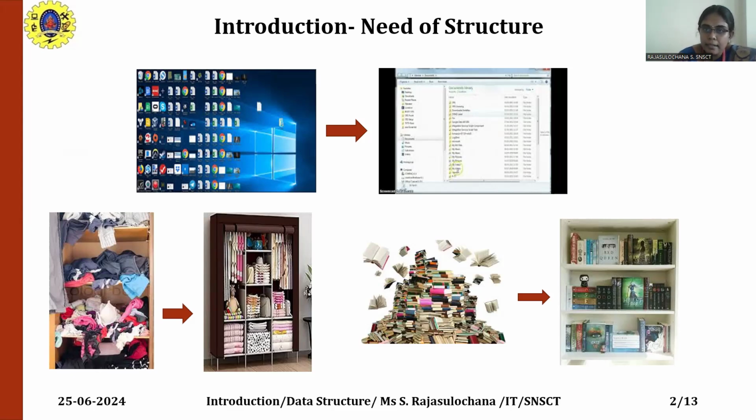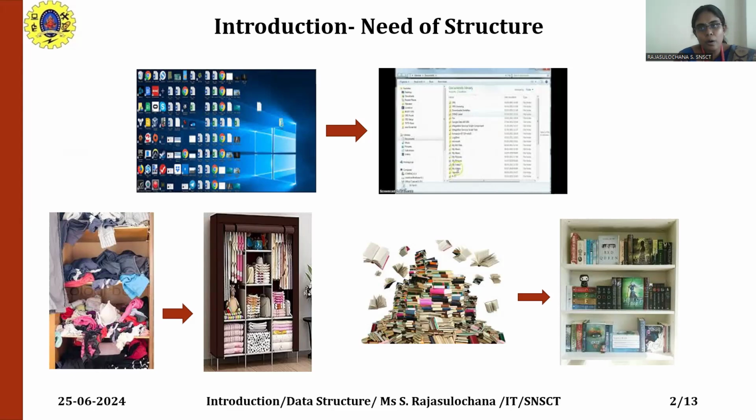Similarly, if you look at the third and fourth image, if I'm searching for a particular book, which image do you think it is easier to get the book from? Can I get the book easier from the third image? No. There are a heap of books. The books are merely thrown. They are not arranged. So it is very difficult to retrieve a particular book from the third image.